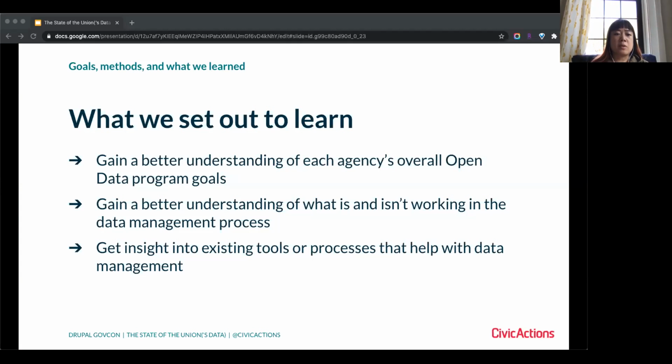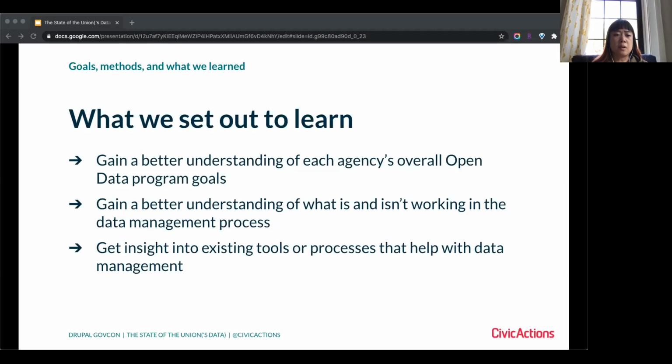So we had three main goals in mind for these conversations. The first was to gain a better understanding of each agency's overall open data program goals. We wanted to understand what their programs look like. For example, who are the key players and stakeholders to their program? Who sets the strategy, and how is the team structured to carry out that strategy? And finally, for those consumers, who are they trying to reach and how do they reach them?